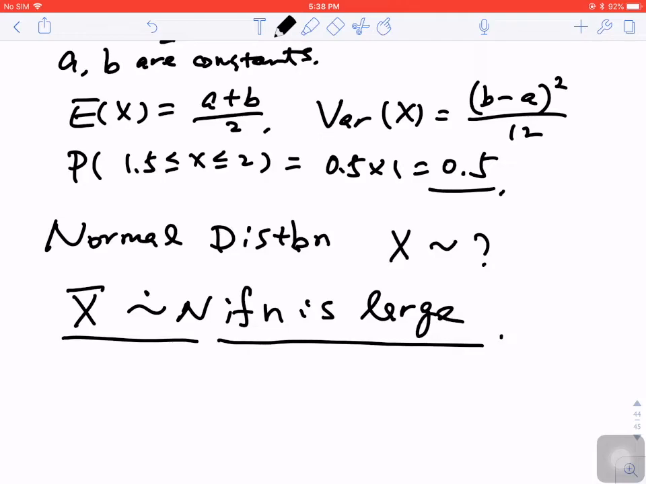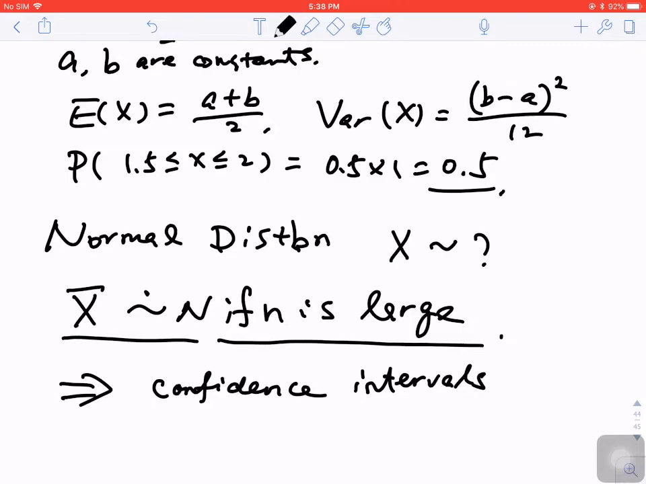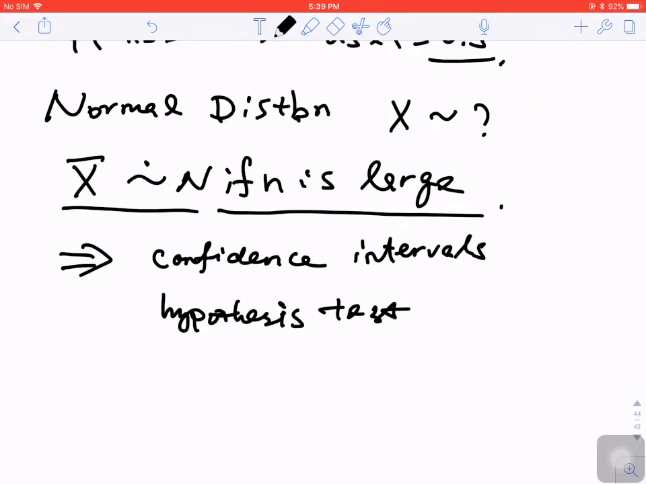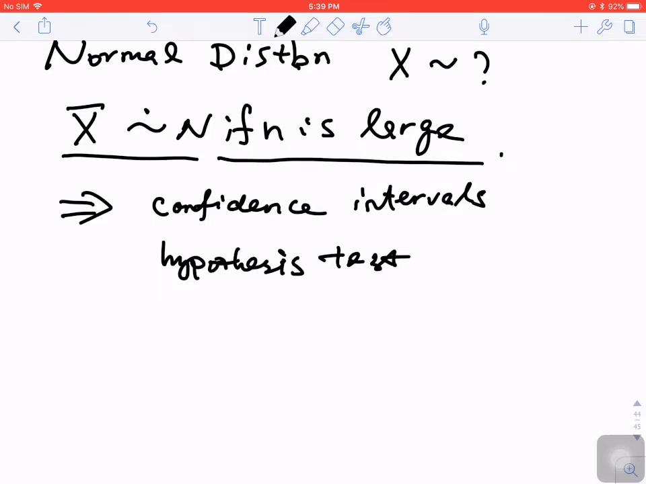Okay, so based on this, we're going to have the confidence intervals in chapter 9, the confidence intervals for the parameters, and also we can do some hypothesis testing. They're all based on the central limit theorem in general. So that's the main reason that the normal distribution is so important.